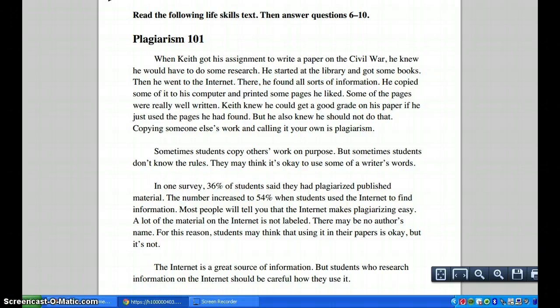All right, the next page. Read the following life skills text, and then answer questions 6 through 10. So at this time, please pause your computer and read the story titled Plagiarism 101.